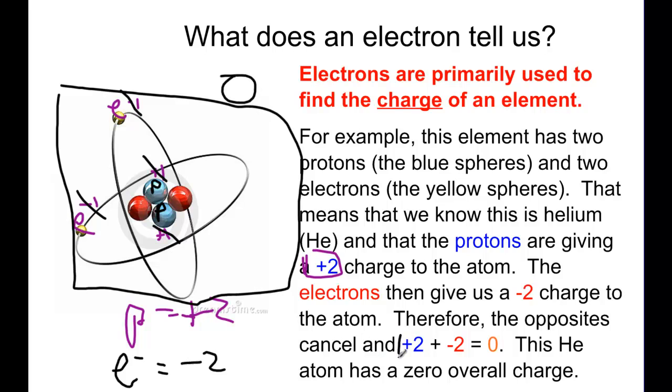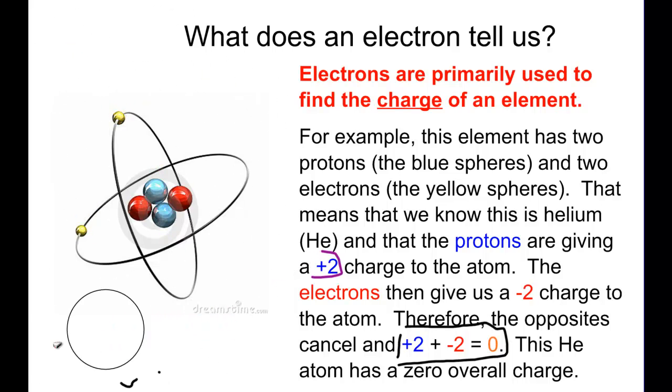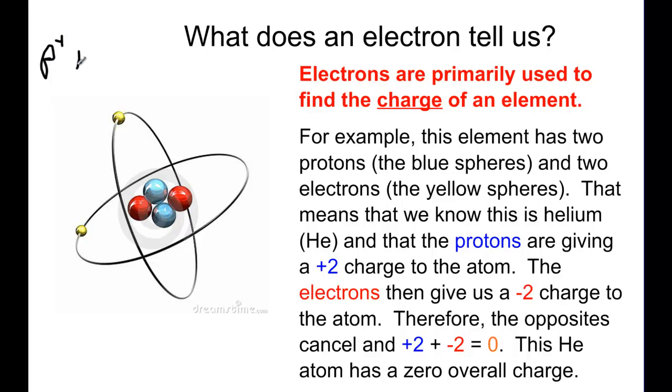The opposites cancel, so 2 plus -2 equals 0. For those of you out there who are very math-oriented and like to see things in formulas, this is simple. Okay, it's number of protons plus, should be minus, the number of electrons, and that will equal your charge. All right. So protons minus electrons equals charge.